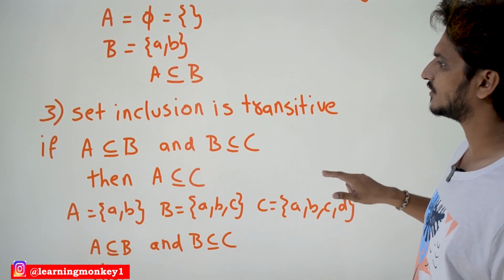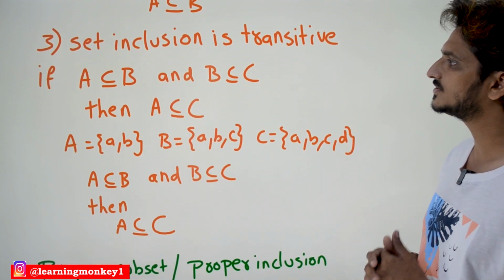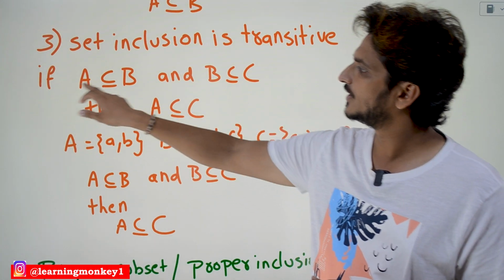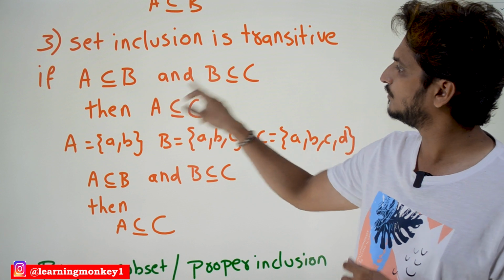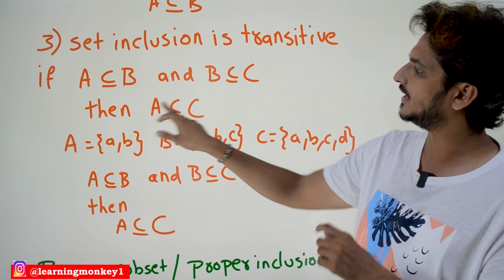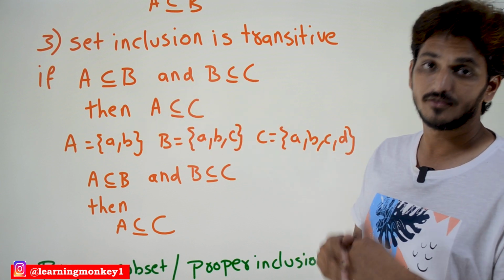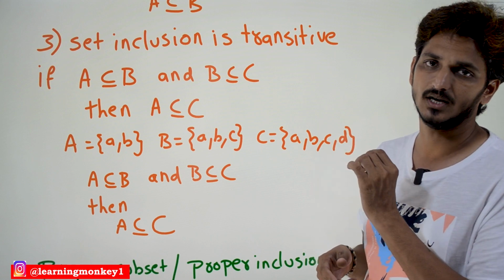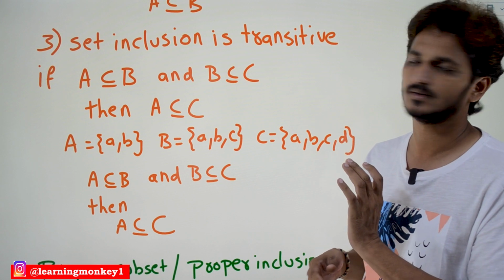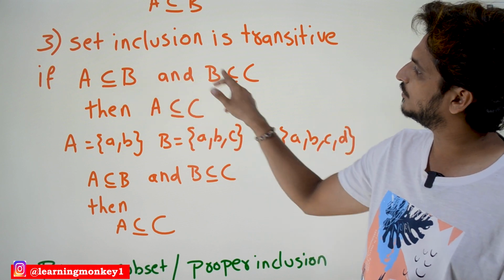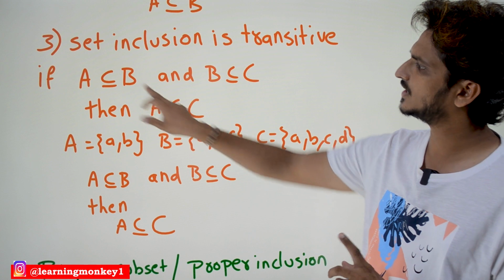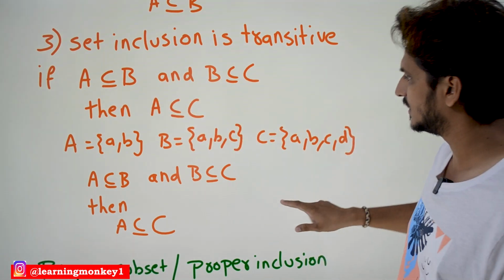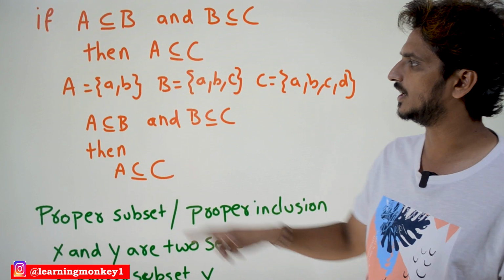Now coming to the third property: set inclusion is transitive. Transitive means, if A is a subset of B and B is a subset of C, then A is a subset of C. If it satisfies this property, then we call it transitive. Yes, this happens. Subset is a transitive property.